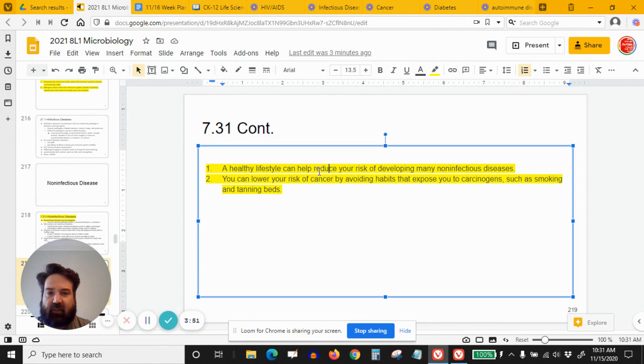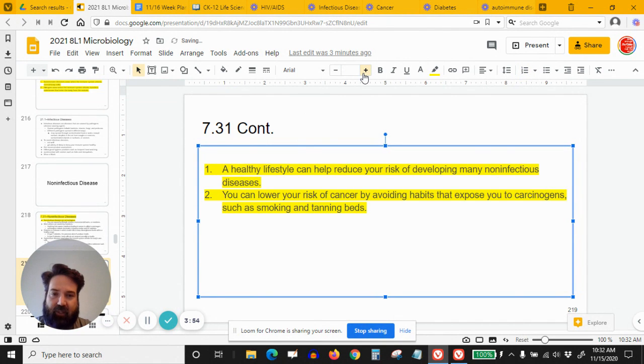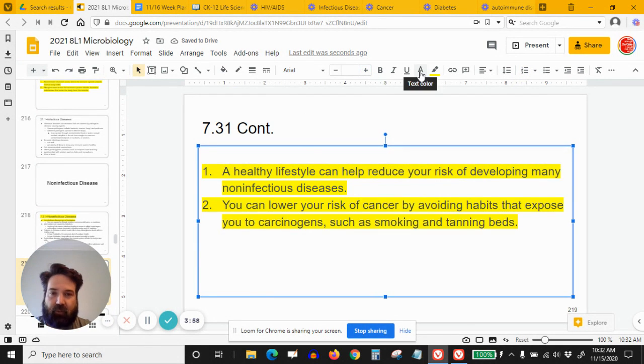So again, what you would write down, because a lot of that was spiraled review from previous lessons: a healthy lifestyle can reduce the risk of developing many non-infectious diseases. Don't smoke, people. You can lower your risk of cancer by avoiding habits that expose you to carcinogens such as smoking and tanning beds, or sun exposure. Wear sunscreen.